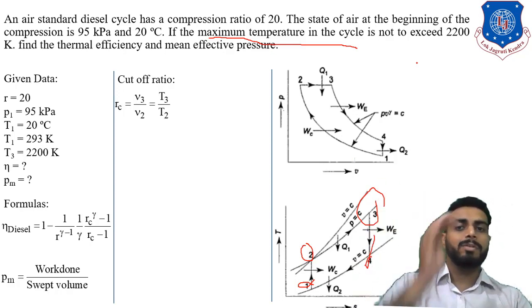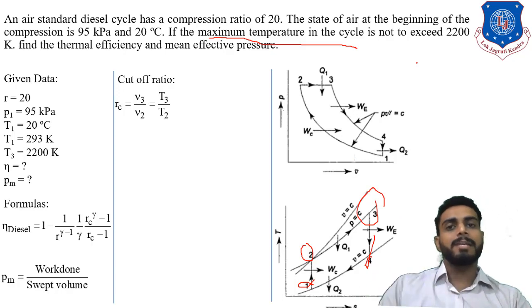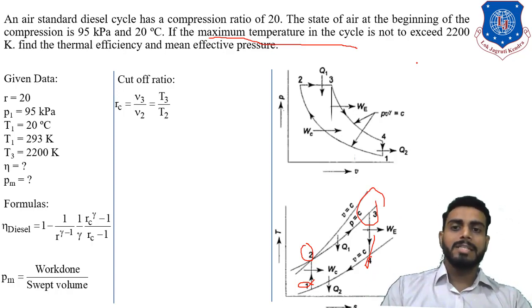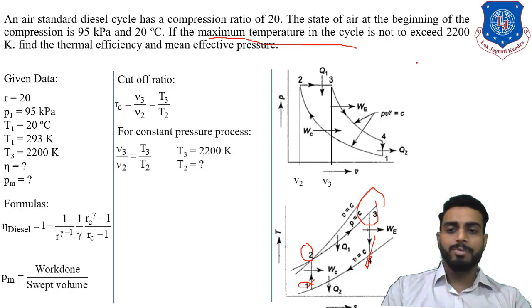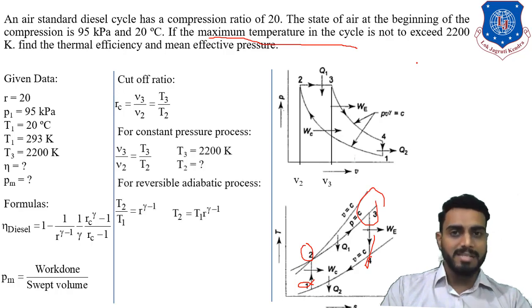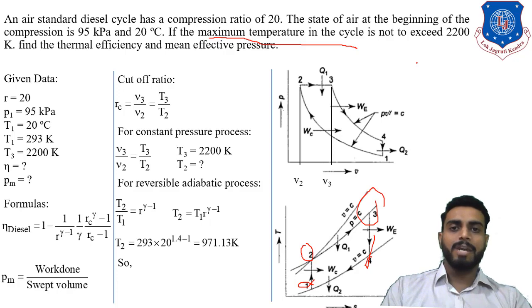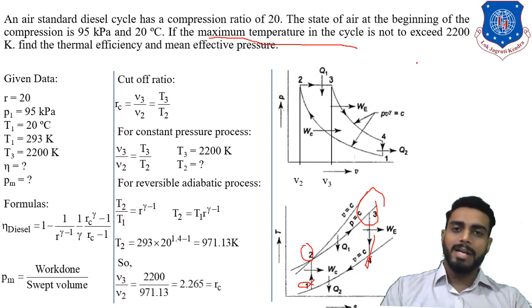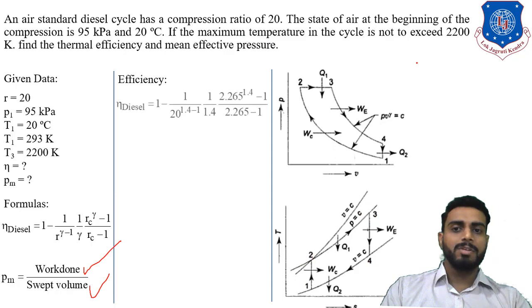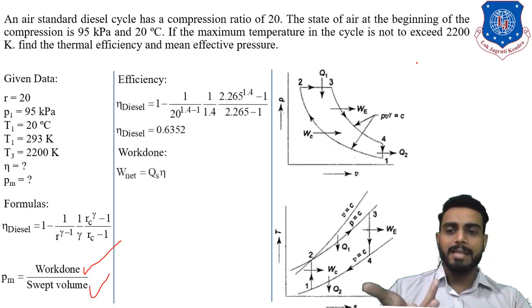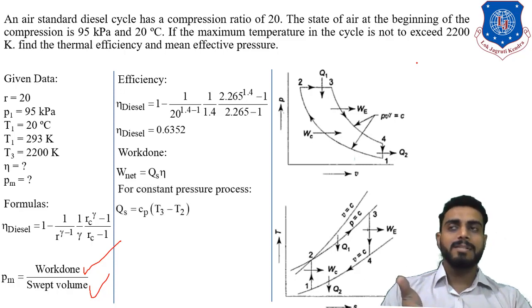So you can find T3 by T2 also, and it will also work, right? T3 is already given, and T2 you can find from the correlation of the given process, right? And thus you can find the cutoff ratio, 2.265. After finding the cutoff ratio, find the efficiency, that is eta. Then work done is nothing but heat supplied into efficiency eta, right? Heat supply for this constant pressure process is Cp into T3 minus T2, right? Cp is given, T3 is given, T2 is given. So you can find Qs.